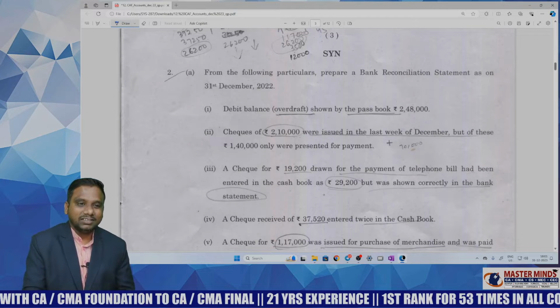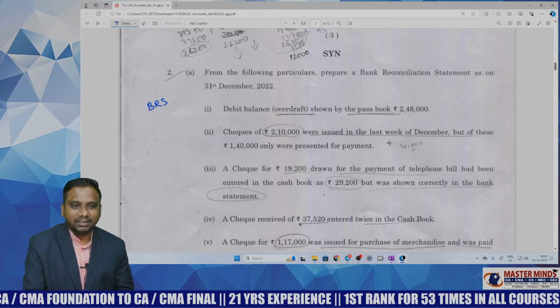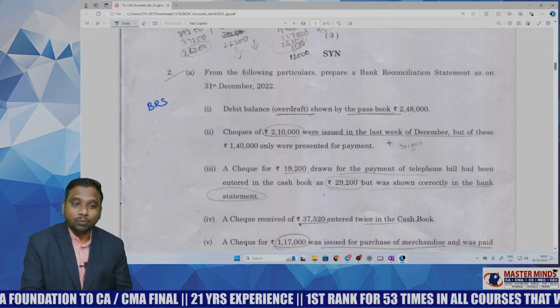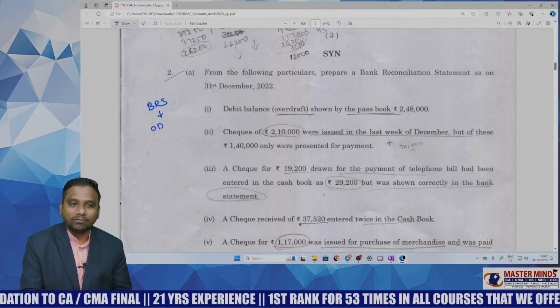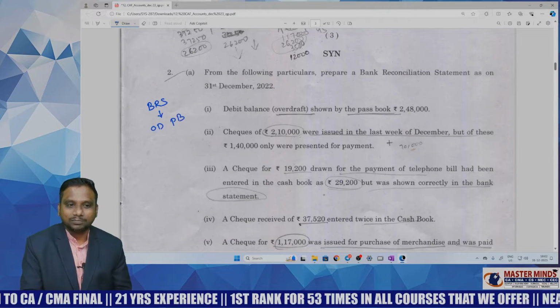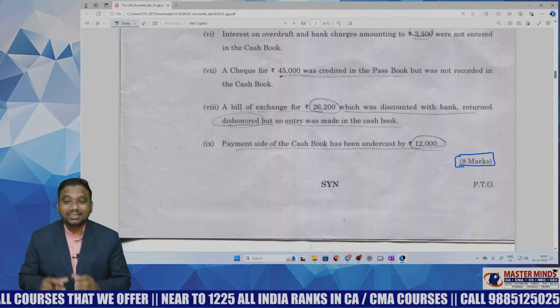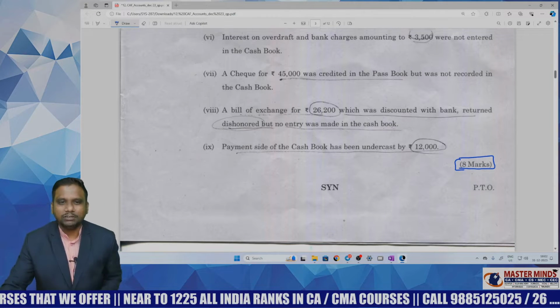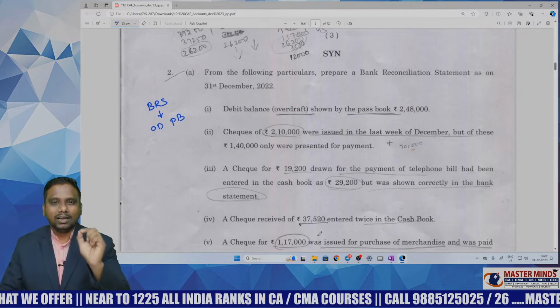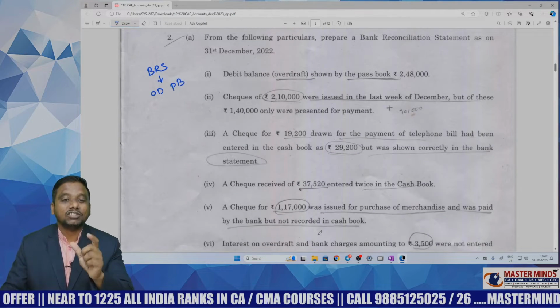Bank reconciliation statement, students. Which model is it? Overdraft as per passbook. How many marks? 8 marks, students. There is no difficulty in this question. Every cause or reason you can solve easily.